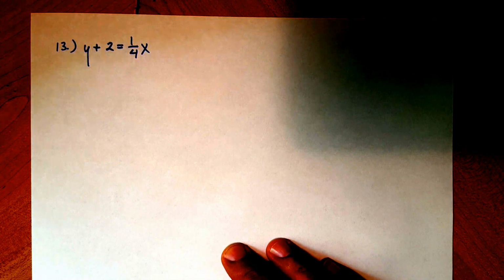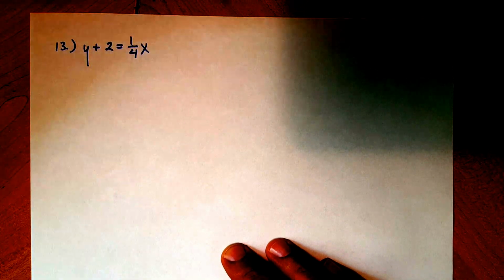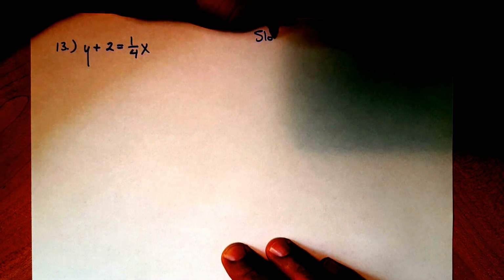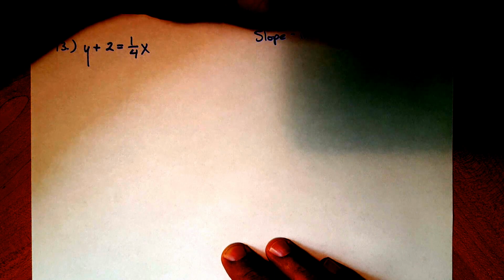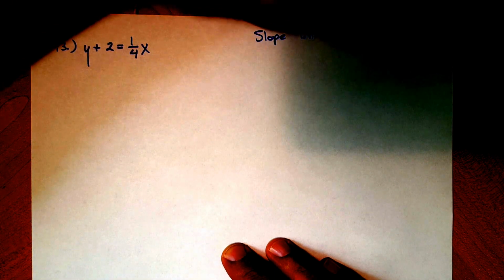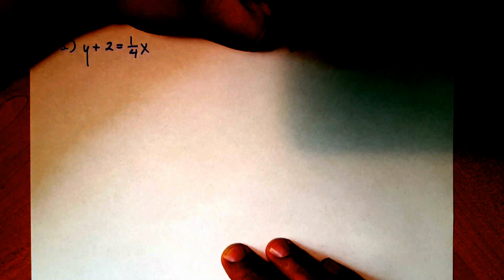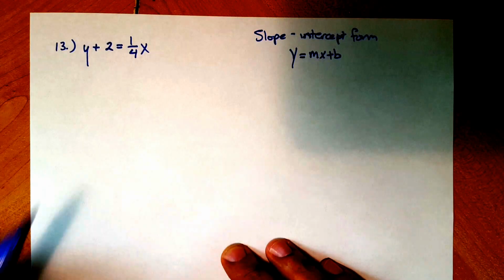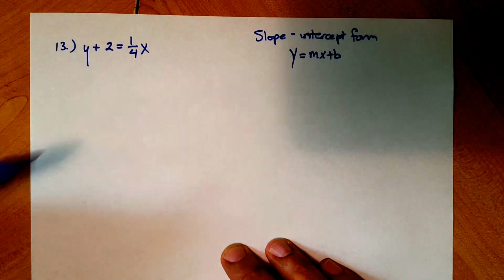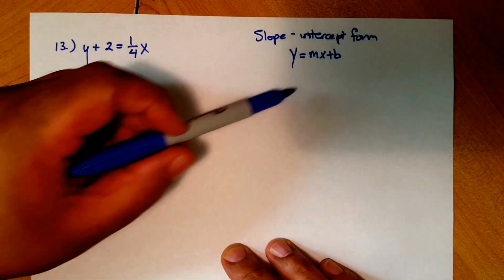So we're going to start off with y plus 2 is equal to 1/4 x. So keep in mind that we always want to try to get to slope-intercept form. And you all are pretty much aware of this, y equals mx plus b. Now, the thing is, how do we get this equation to look like that?